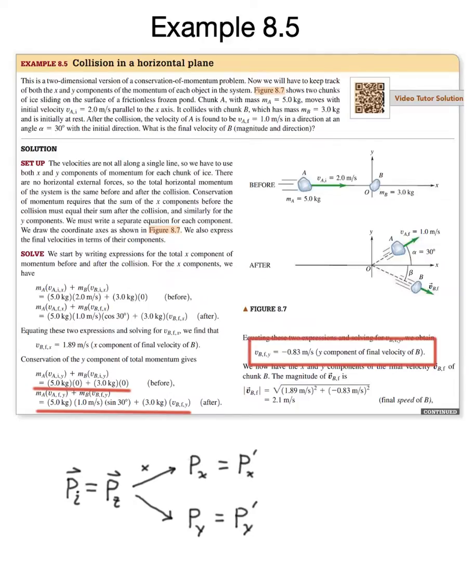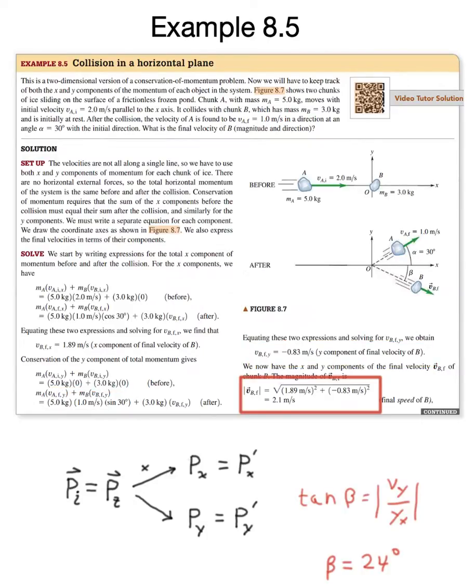And then the last step should be pretty familiar. If you want to find the magnitude of the velocity of mass B after the collision, since this is a two-dimensional problem, you have to sum the squares of the components and take the square root. So that's what's done in that last step there, resulting in 2.1 meters per second.